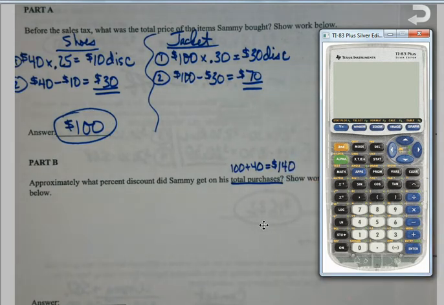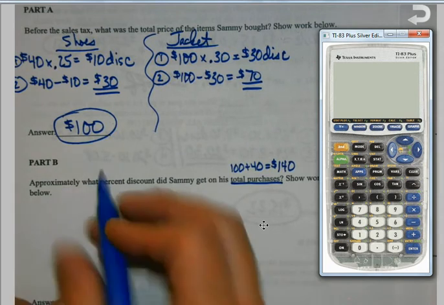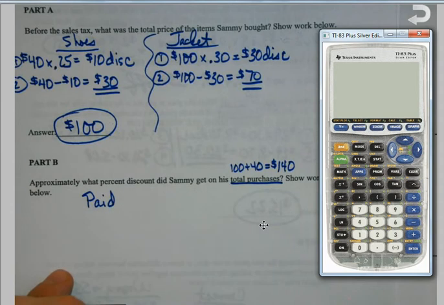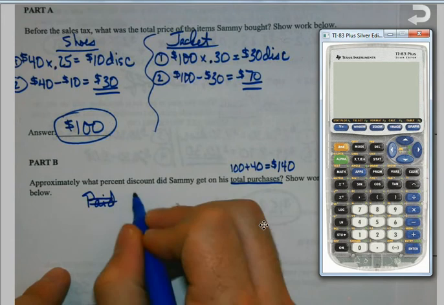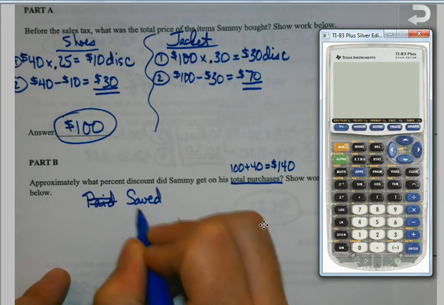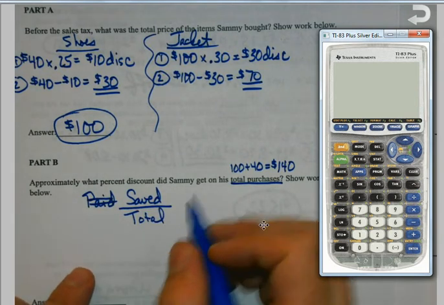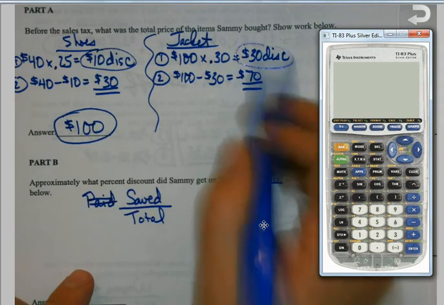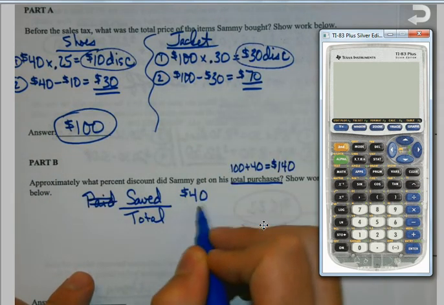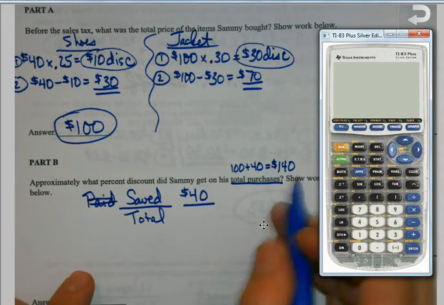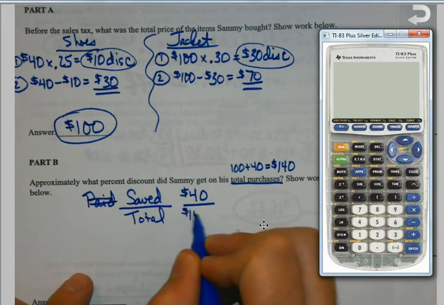So how much did Sammy end up paying? He paid $100. What Sammy saved over the total is going to tell us how much he saved as a percent on his purchases. So we said before, Sammy saved $10 and 30, so he saved 40. And the total originally for what he had spent was 140.